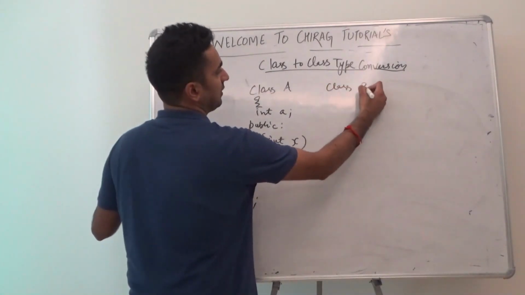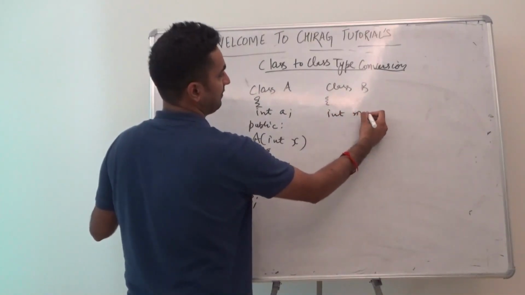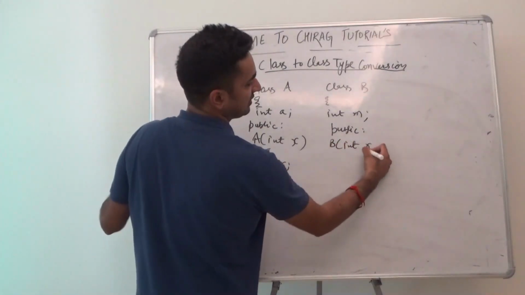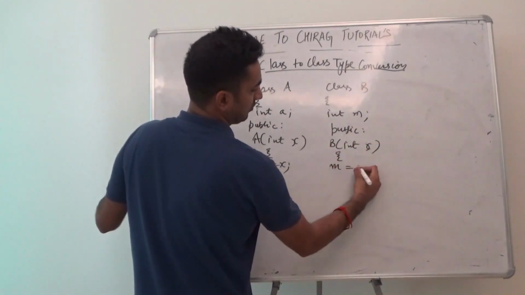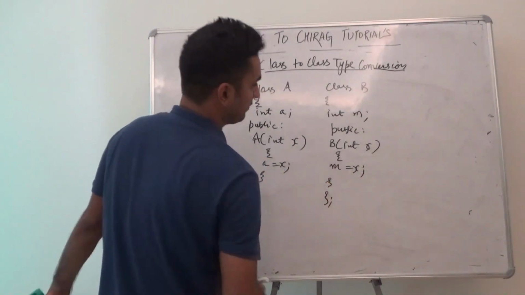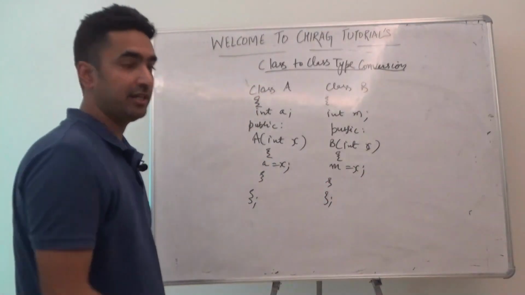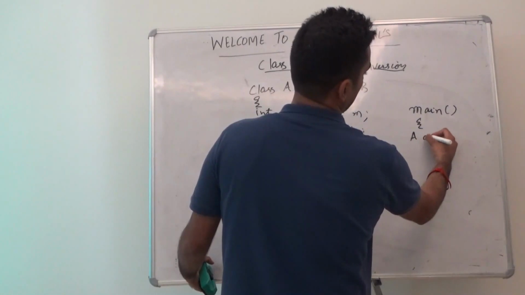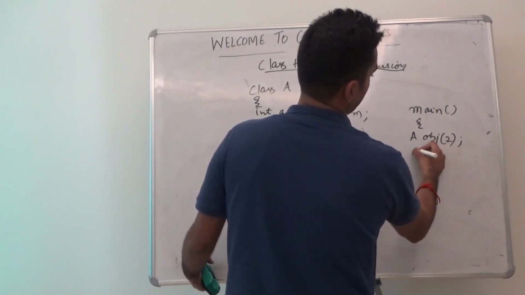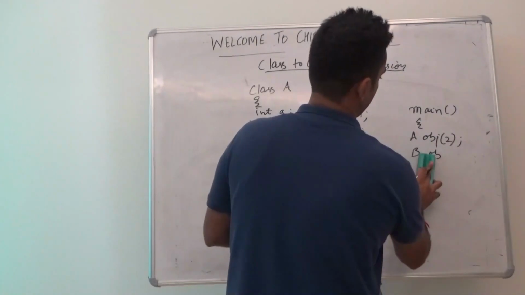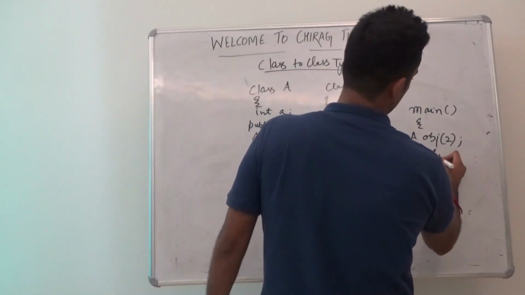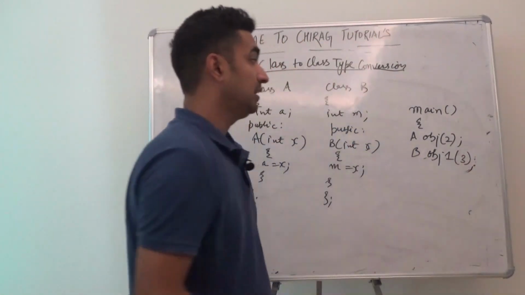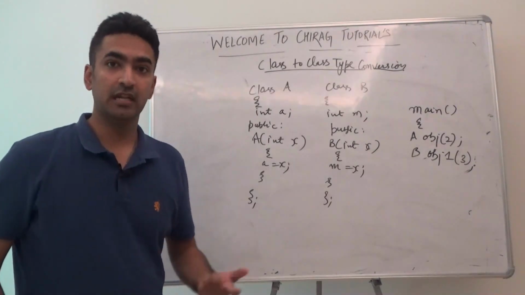Class B, taking a variable int m, with a public constructor B taking int x, where m is equal to x. There are two different classes that we have created. In the main, I created the class object obj and obj1 of class B. Now it's time to convert one class to another class.